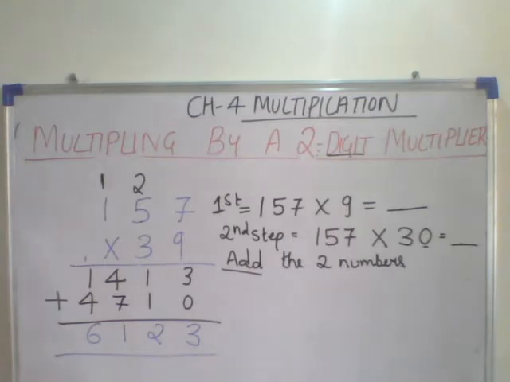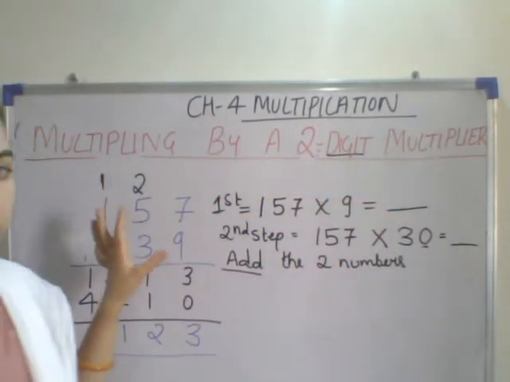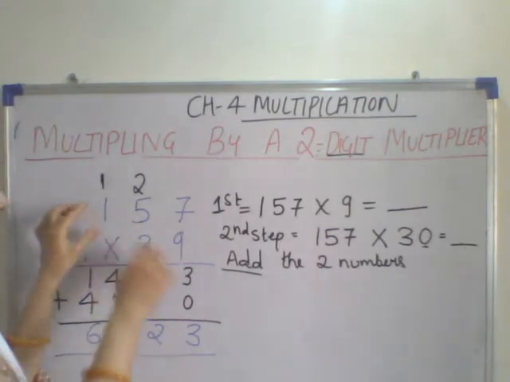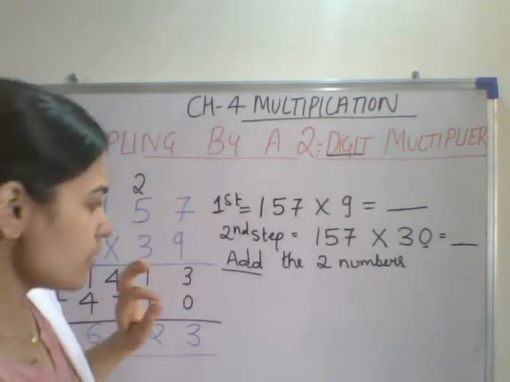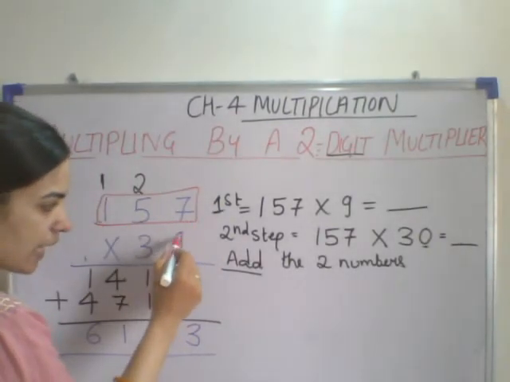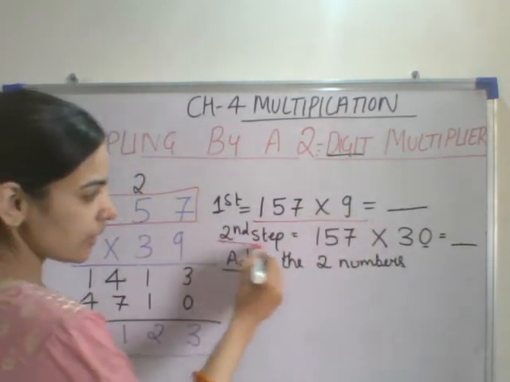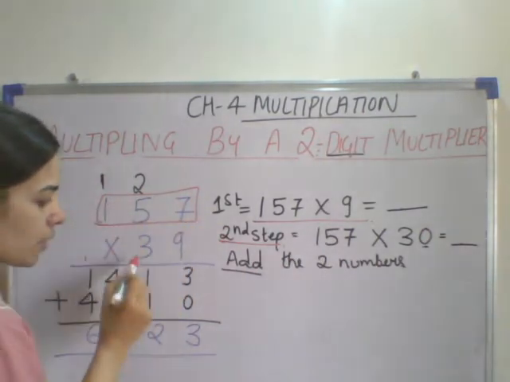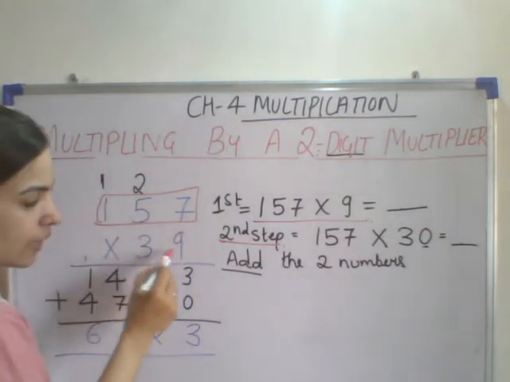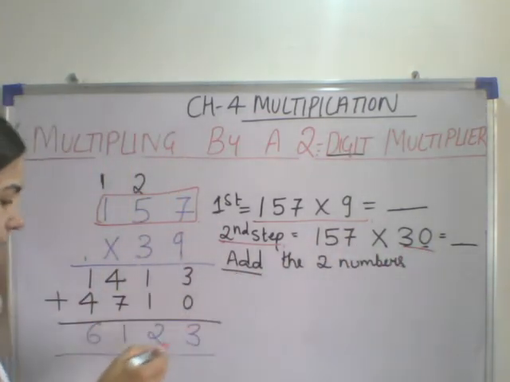This is our answer. In this way, we have to multiply if the multiplier is a 2-digit number. Again I am repeating, if the 2-digit multiplier is there, what we have to do? First, this number 157 will be multiplied, the whole number, with this 9 at the ones place. After this multiplication is done, in the second step, we will be multiplying this number with the 3, and here 0 will come, that is 30. And in the last step, we will be adding these 2 numbers.